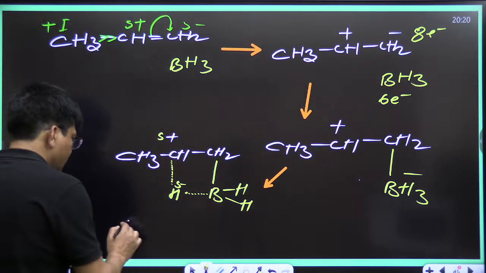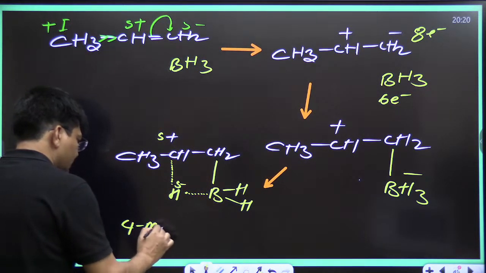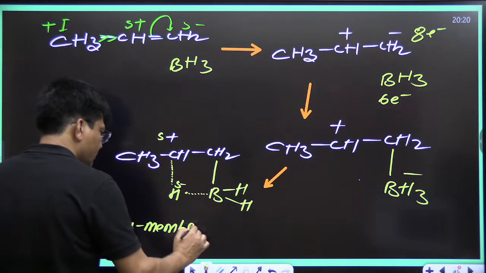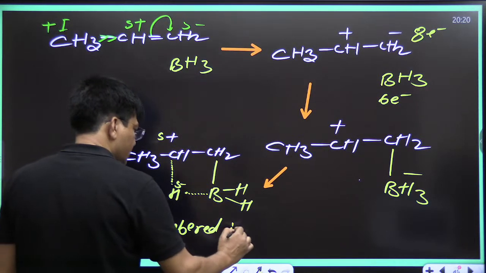And one more special thing has happened. A 4-membered intermediate is getting formed.